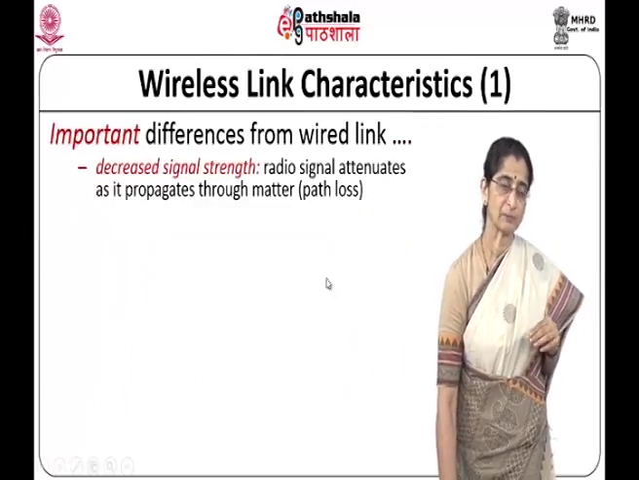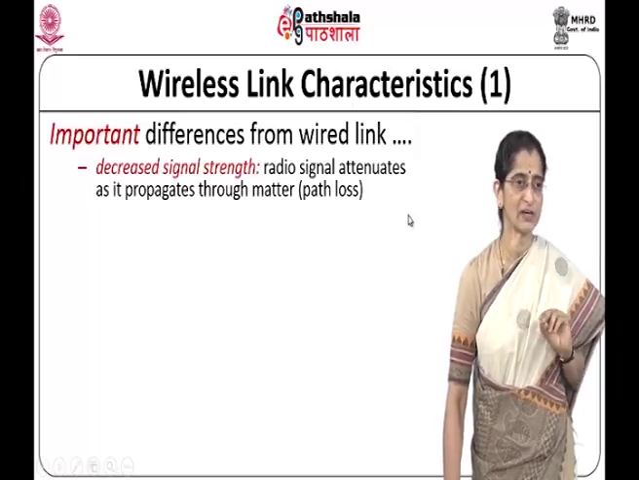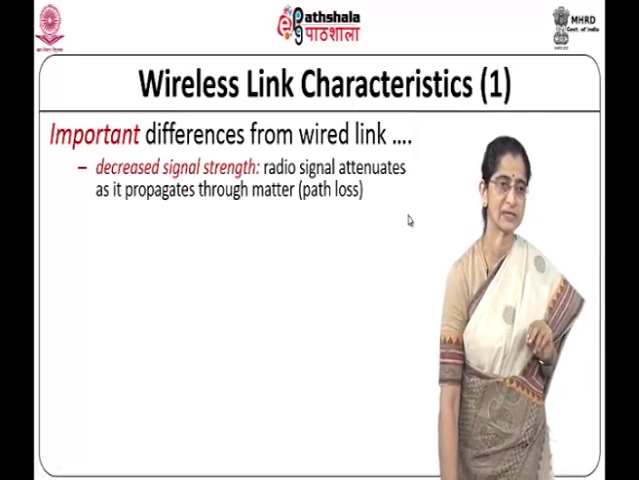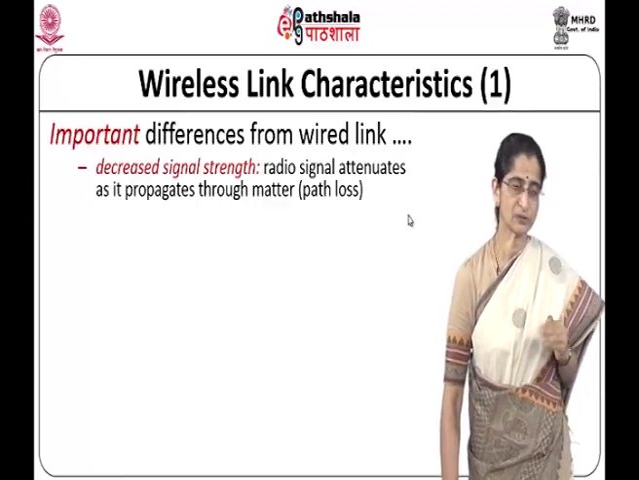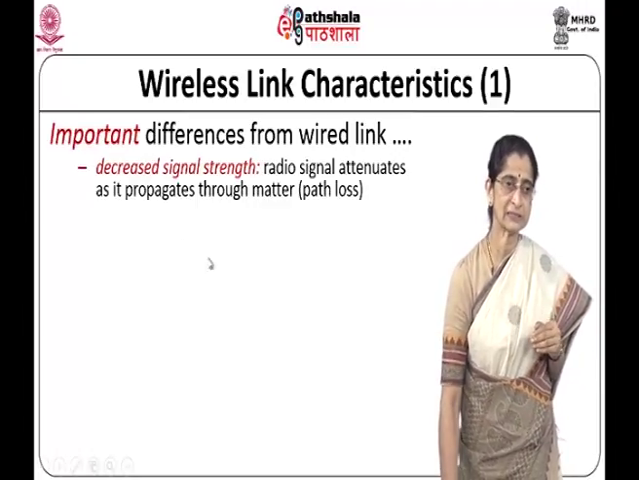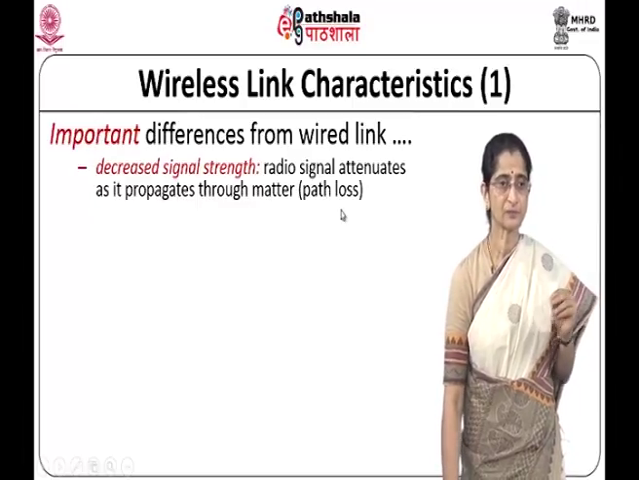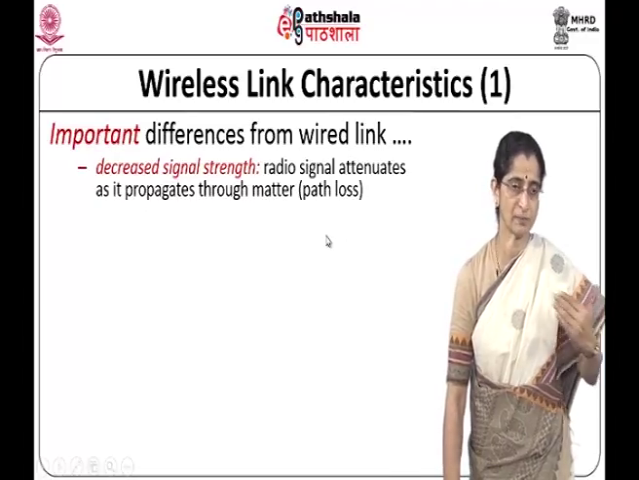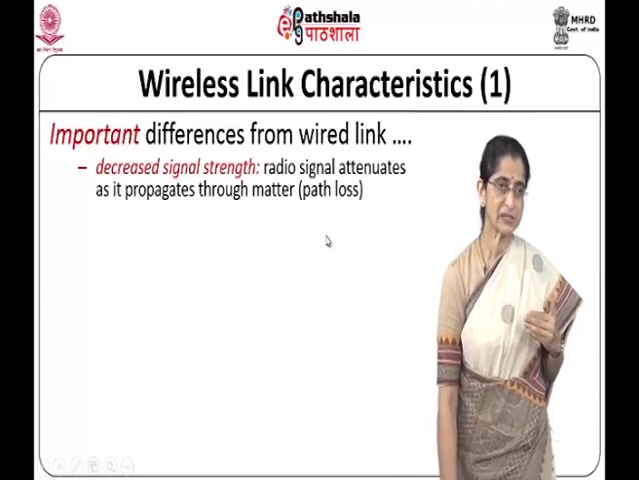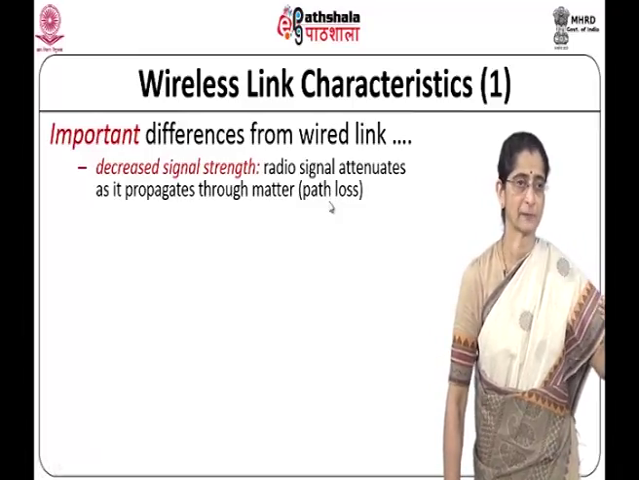Okay, so now coming to the normal characteristics, or in a sense challenges that we need to face when we talk about wireless links. We need to understand the major differences from the wired link. One of the important differences is the decrease in signal strength. That is, when a radio signal propagates and as the distance increases, it attenuates as it propagates through the matter. So there will be something we call path loss, that is, a loss along the path.